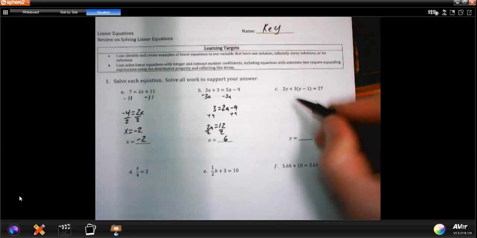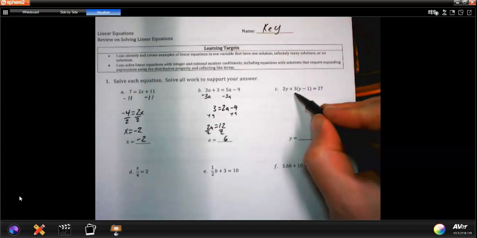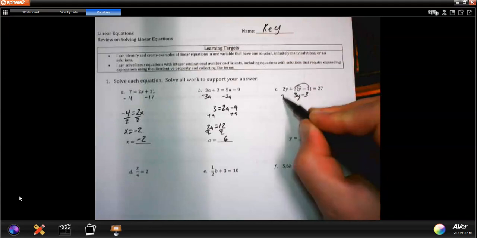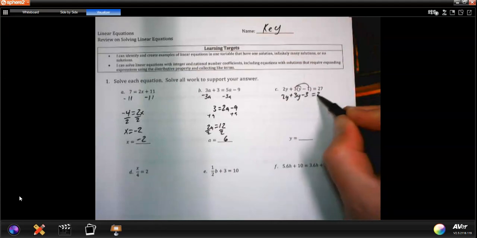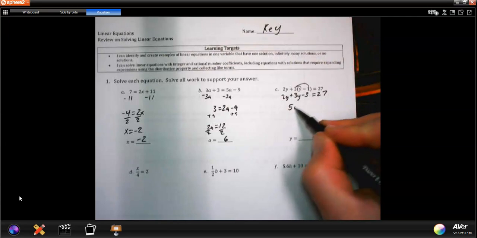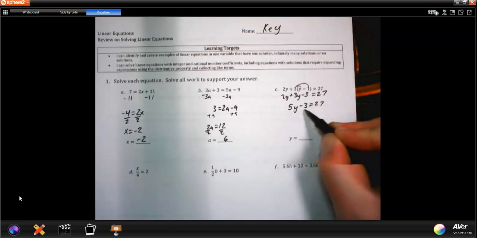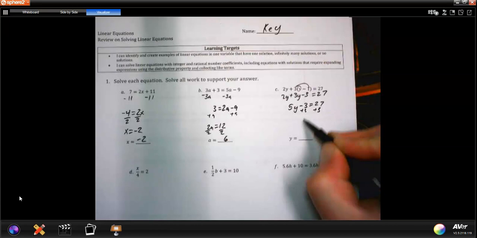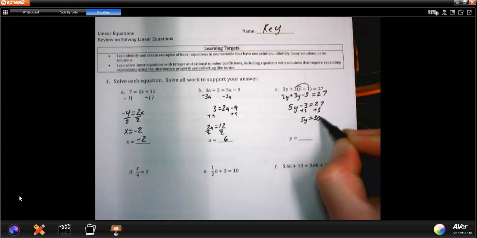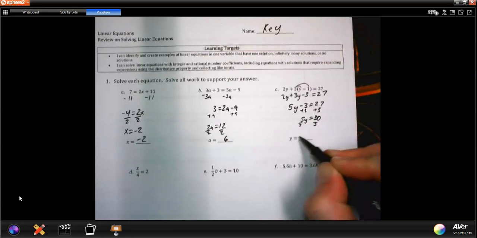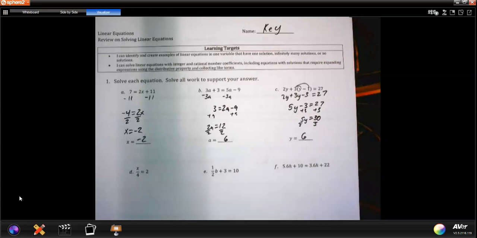Sweet. All right, 2y plus, let's see, 3 times y is 3y, and 3 times negative 1 is negative 3. So I get 2y plus 3y minus 3 equals 27. 5y minus 3 equals 27. I'm going to add 3 to both sides. 5y equals 30. Divide by 5. 30 divided by 5, y equals 6.